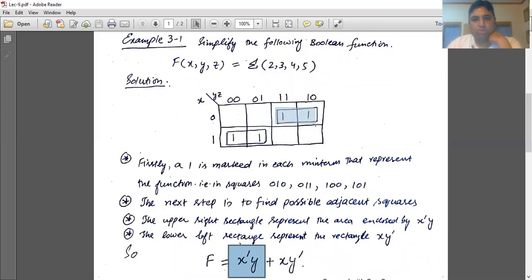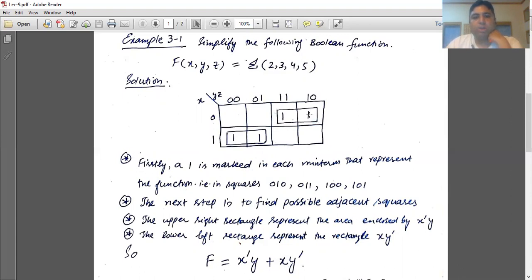These two ones are adjacent. We make a block here, and then we determine which variable is changing in these two squares. If we look on top, this square is y equal to 1, z equal to 1, and this square is y equal to 1, z equal to 0. So which variable is changing? Z is changing from 1 to 0. So z will be eliminated, which means the function does not depend on z, because the function remains 1 on both squares.